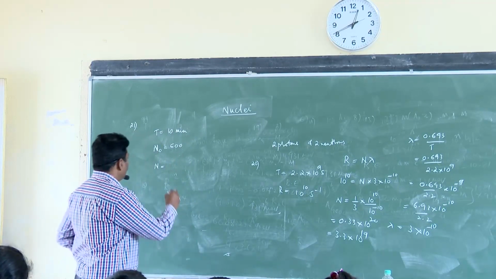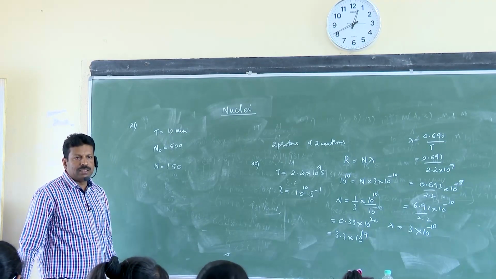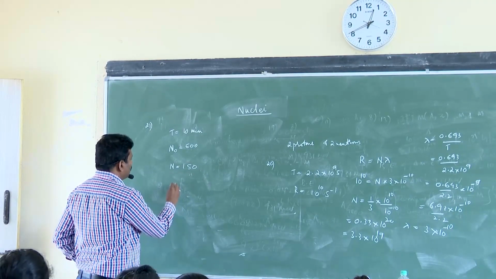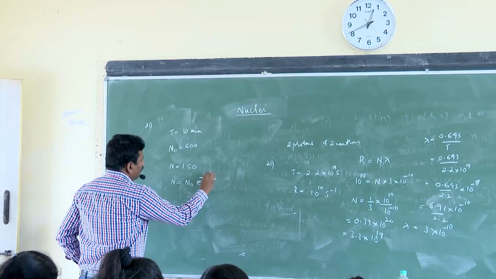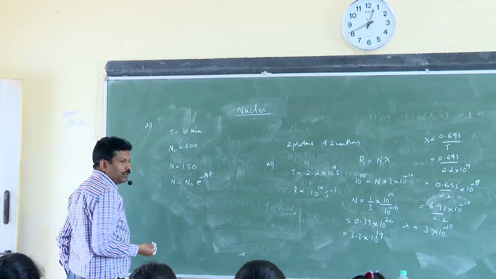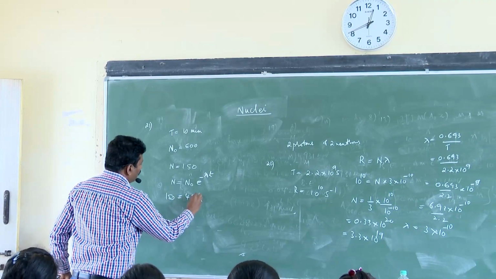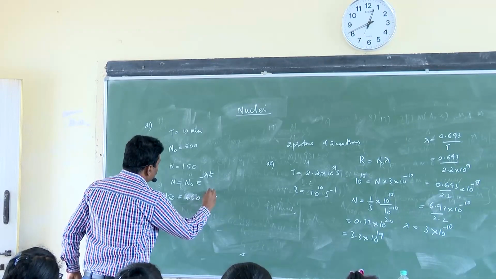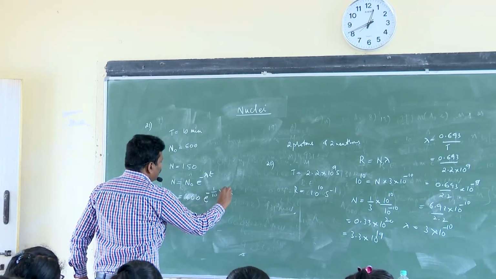150, correct? Number of nuclei left is 150. Time taken to disintegrate 450. Therefore, N is equal to N0 into e to the power of minus lambda t. Correct? Now N is how much? 150. N0 is 600. 600 into e to the power of minus lambda t. Lambda is 1 by 10, correct? Into t.